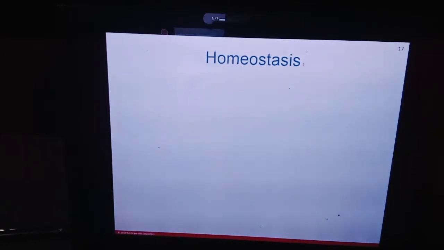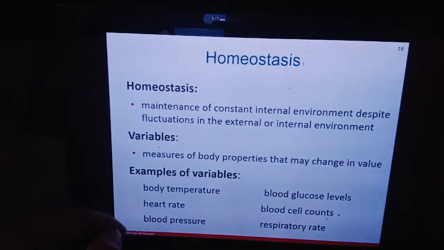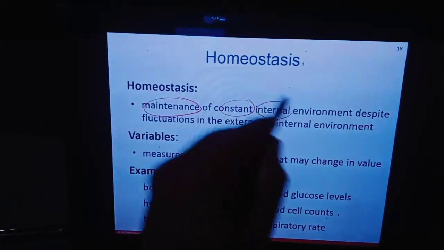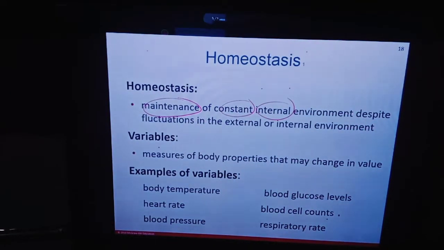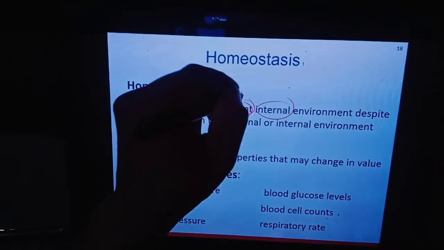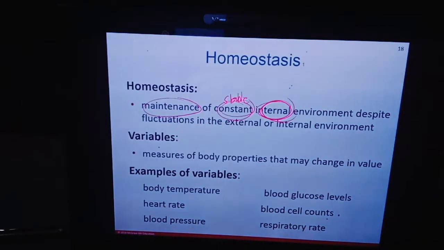Okay, so what is homeostasis? Homeostasis is simply the maintenance of a constant internal environment despite fluctuations in the internal or external environment. So simply, homeostasis is about the maintenance of a stable internal environment.